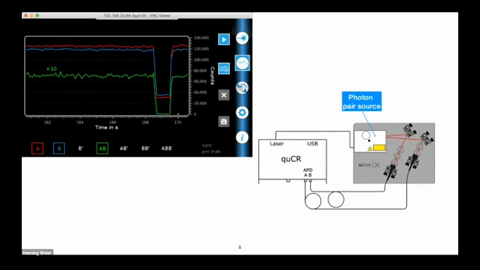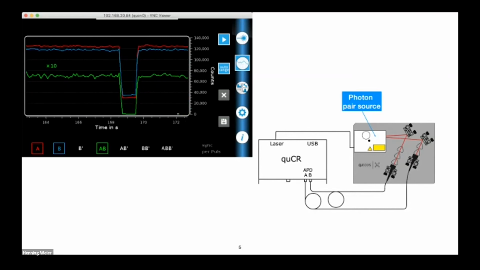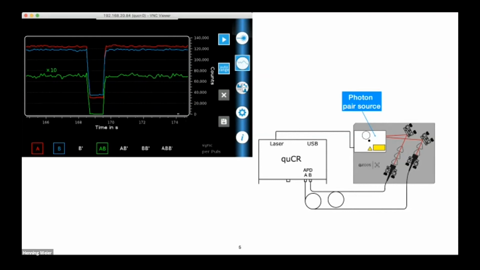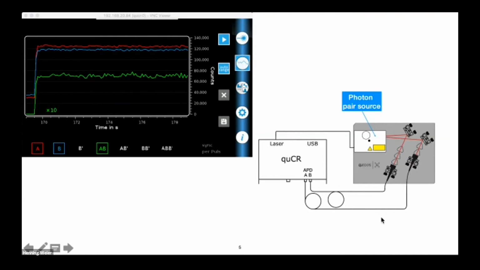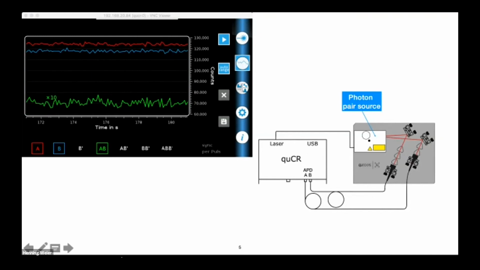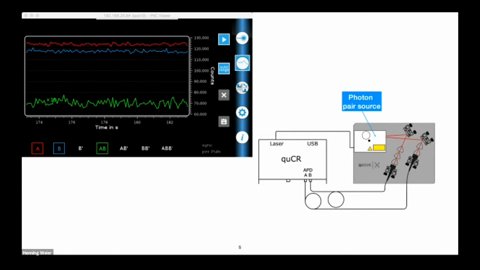All right, so this is what happens when I switch off the laser beam. And I can also show you what happens if I block just part of the beam. Mouse pointer gone again. Here we are.